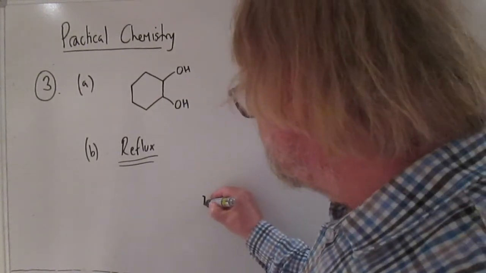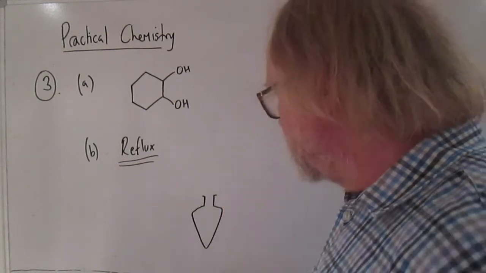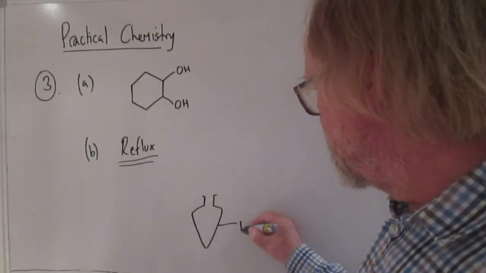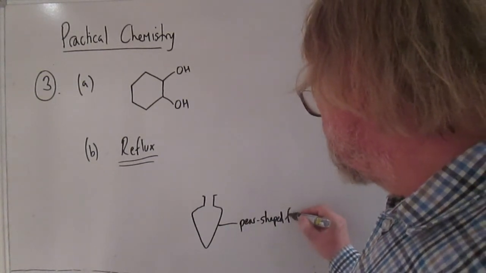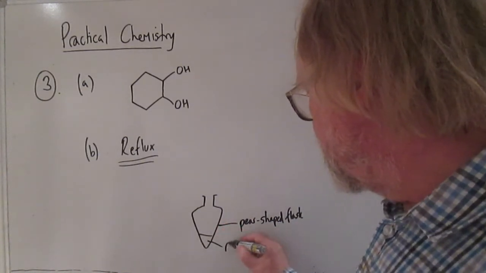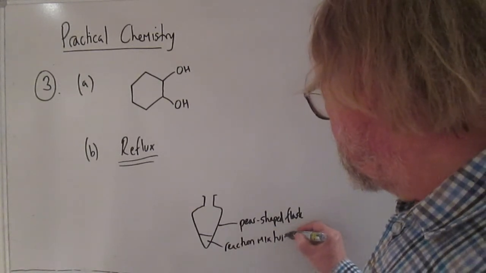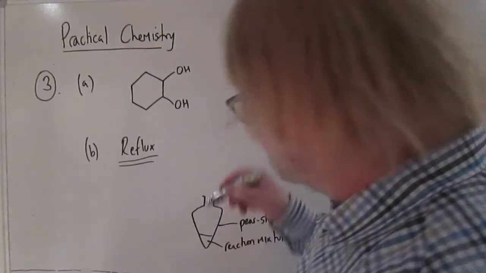So we're going to have a flask, and your flask can either be pear-shaped, like that one, or it can be round-bottomed, but not conical. It's got to be like that, and that's going to need labelling. So pear-shaped flask or round-bottom flask, and that's where your reaction mixture is going to be, in there. You could put anti-bumping granules in there to help it boil, but that's not generally necessary to get the marks.